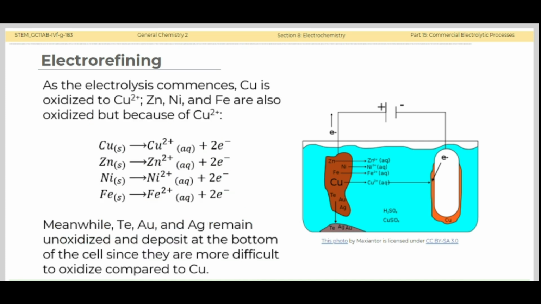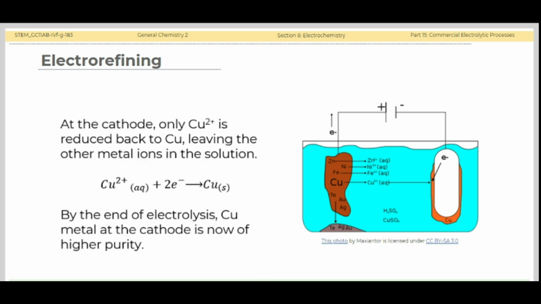As the electrolysis commences, copper is oxidized to copper(II) ion. Zinc, nickel, and iron are also oxidized, but they remain in solution as ions because they are more easily oxidized than copper. Meanwhile, tellurium, gold, and silver remain unoxidized and deposit at the bottom of the cell, since they are more difficult to oxidize compared to copper. At the cathode, only copper(II) ion is reduced back to copper metal, leaving the other metal ions in the solution. By the end of electrolysis, the copper metal at the cathode is of higher purity.